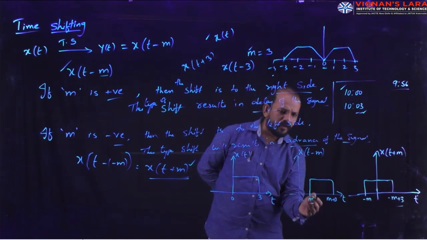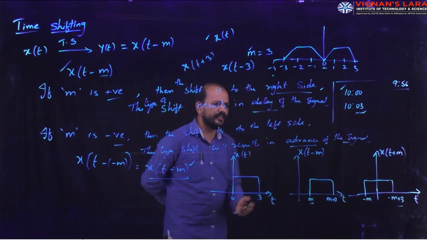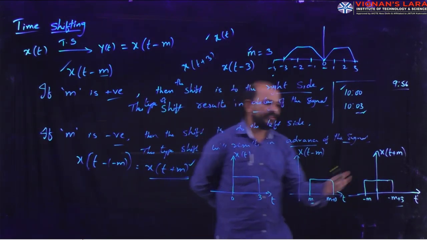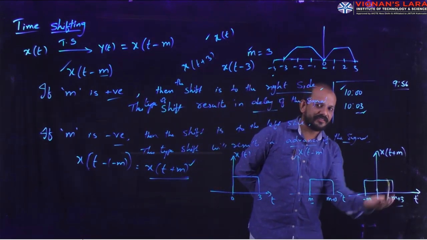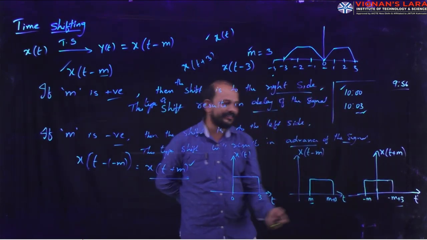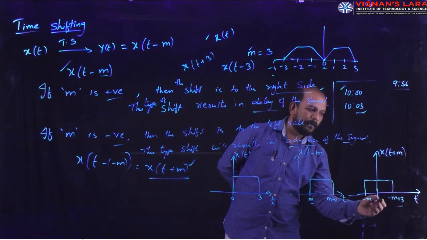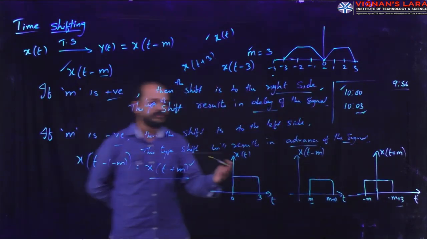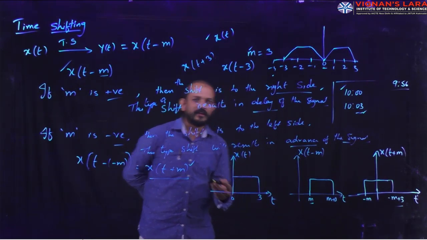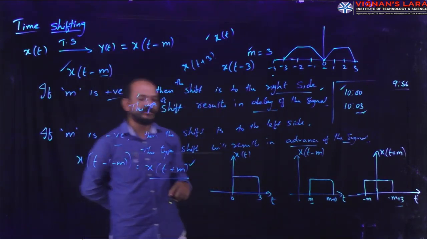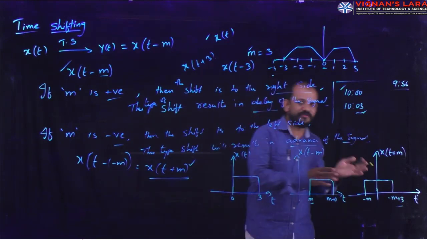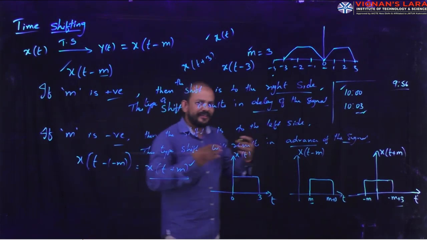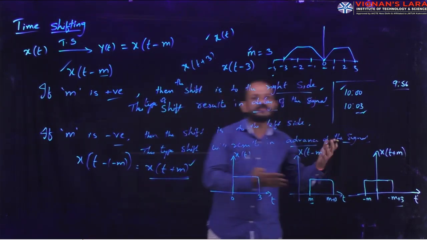So for the first one, the delay of the signal, it is represented as x of t minus m, that is from m to m plus 3. And for the next one, the advance of the signal, it starts m seconds earlier, that is from minus m to minus m plus 3. So this is how the time shifting operations will look. There are two types of shifting, right shift and left shift, or positive shift and negative shift. This shifting results in either a delay or an advance of the signal.